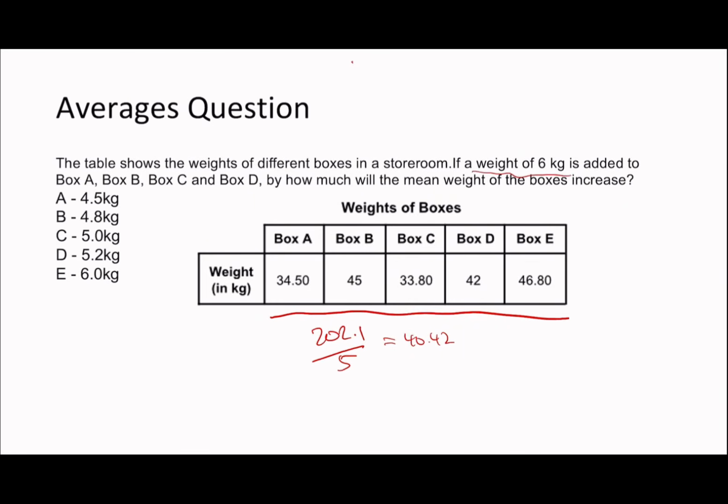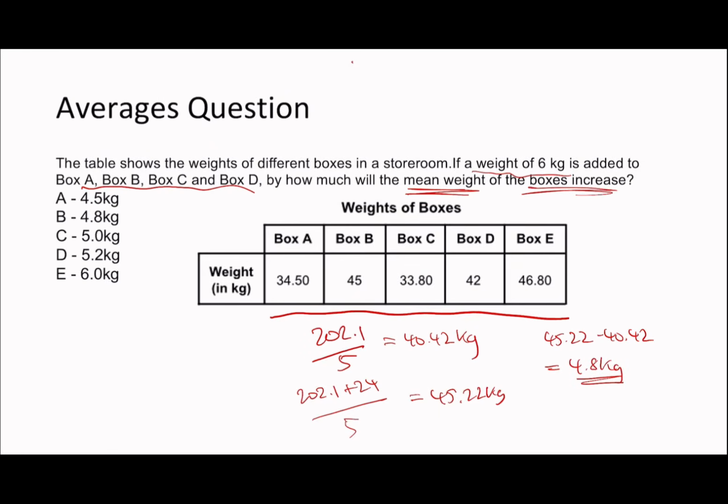But then it says a weight of 6 kg is added to boxes A, B, C, and D. So we're going to do 202.1 plus 24 kg, because that additional 24 kg comes in, because 6 kg in 4 boxes. And once again, divide by 5. So this time it becomes 202.1 plus 24, which is 226.1, divided by 5, which becomes 45.22 kg. Okay, so 45.22 minus 40.42 equals 4.8 kg. Because remember, we were asking how much does the mean weight of the boxes increase? So the increase is 4.8 kg.